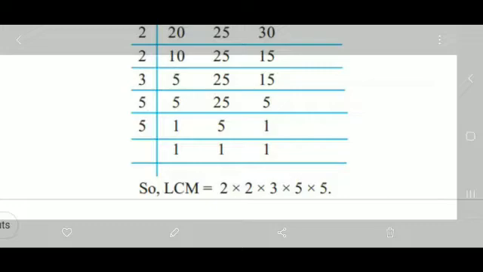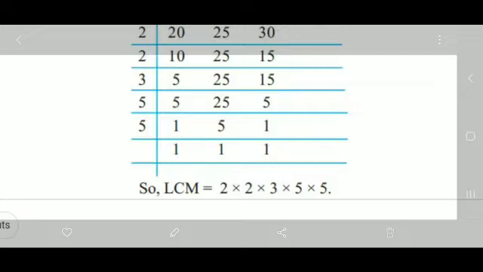So in 10, you can take 2. In 10, how many 2's are there? 5. In 25, there is no 2, so 25 you write down. In 15, there is no 2. Write down that 15. In 5, 25, 15, what is common in that?